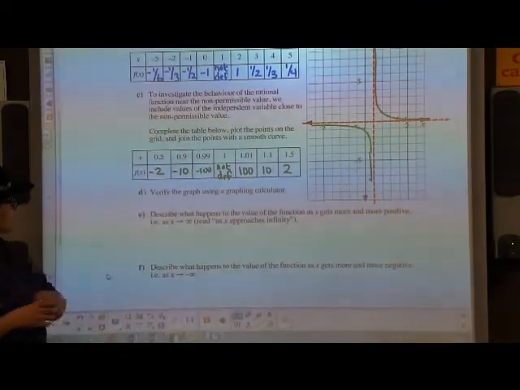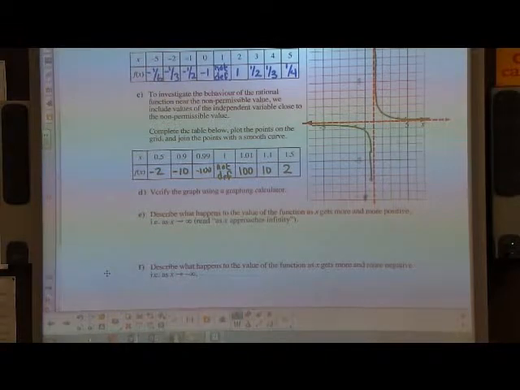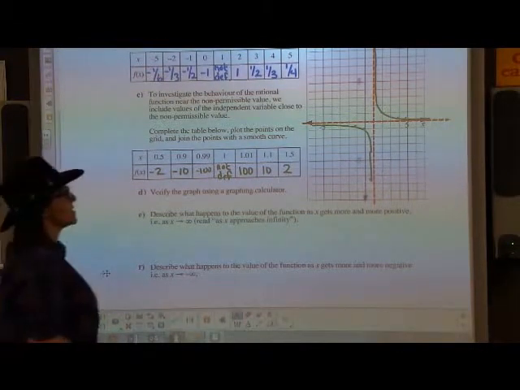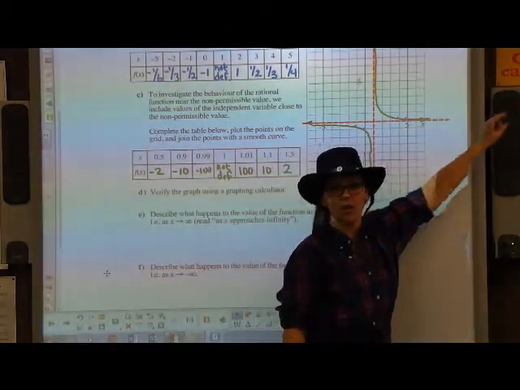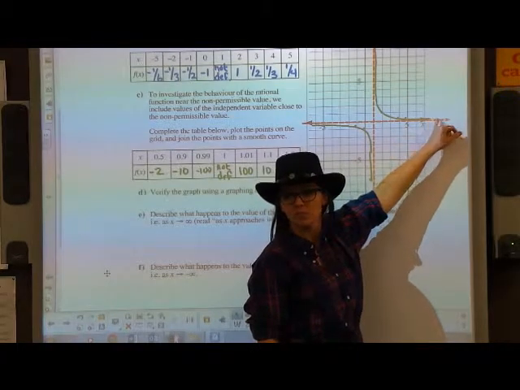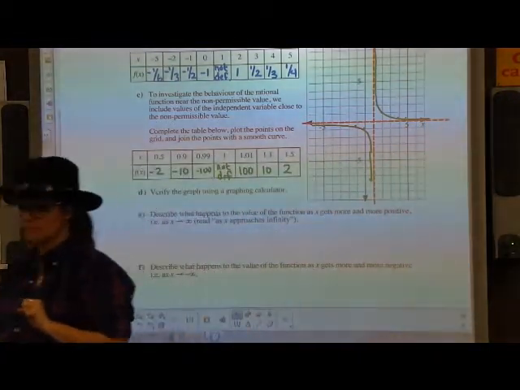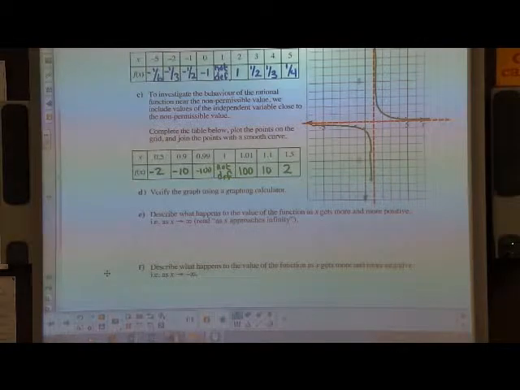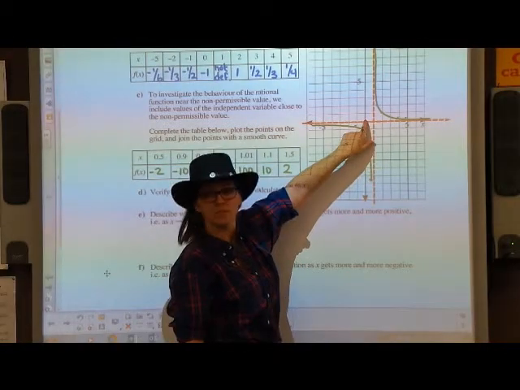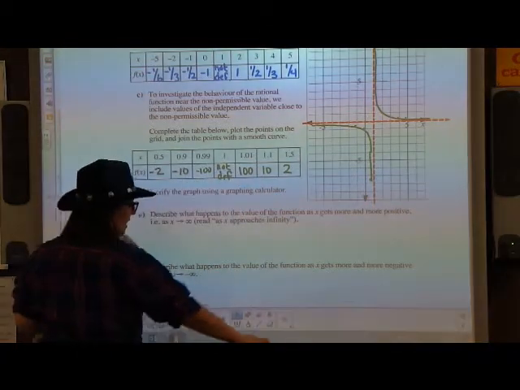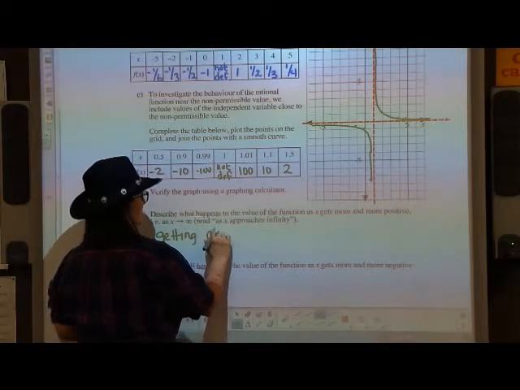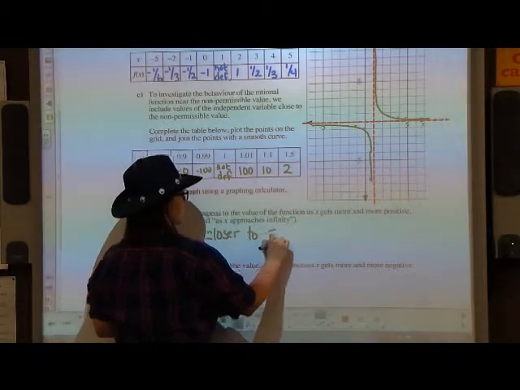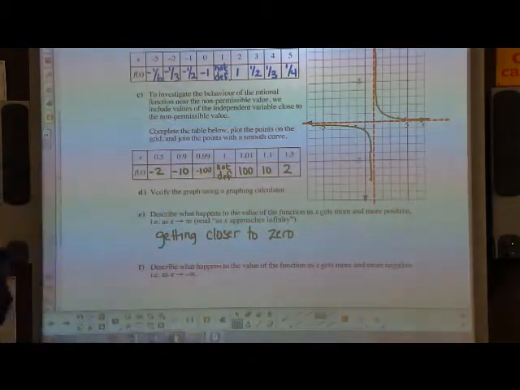So if we describe what happens to the value of the function as x gets more and more positive, as we go along here in my domain, what is happening to the function? What is it getting closer and closer to? The x-axis, which is the value of, what's the y value? 0. So it's getting closer to 0. So as x is approaching infinity, f of x is getting closer to 0.